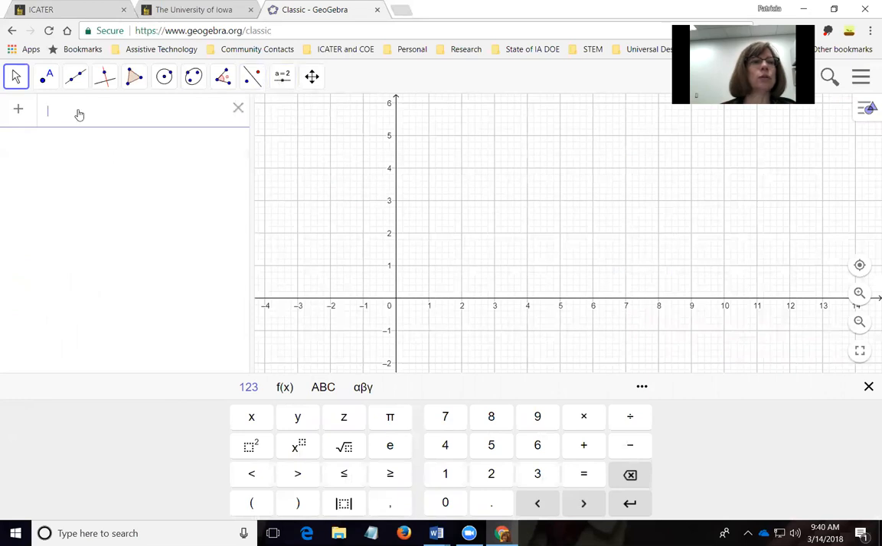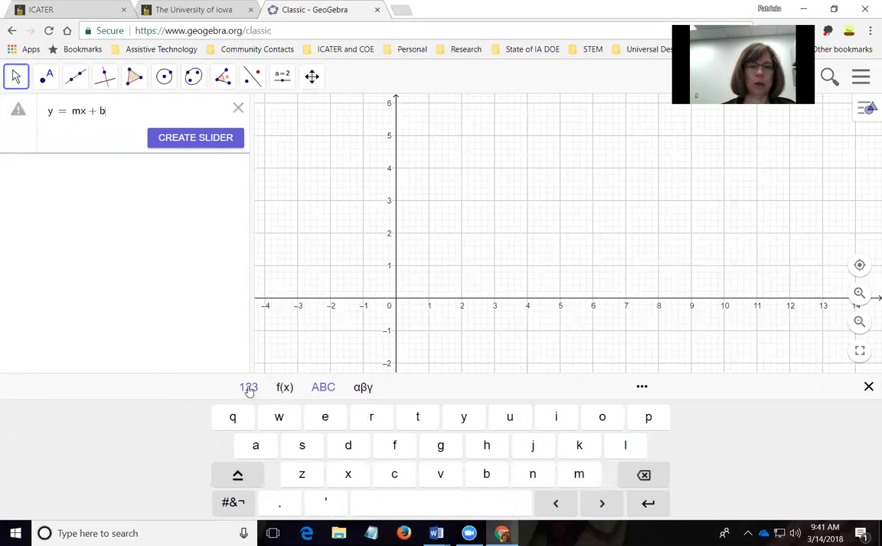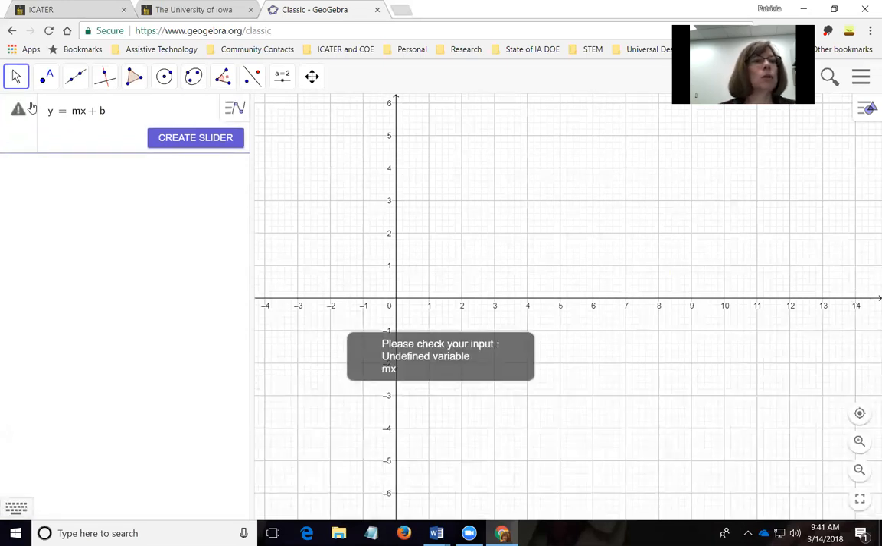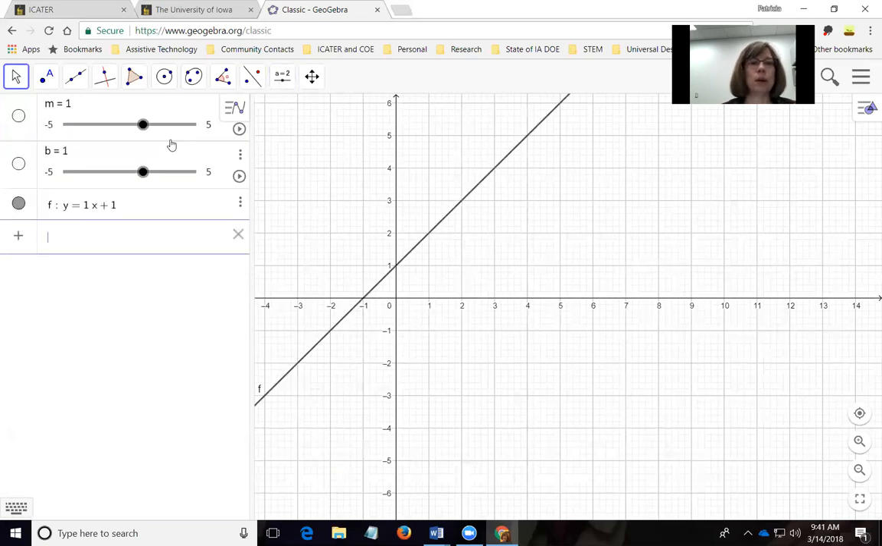So this is the sliders tool. The equation for a line is y is equal to mx plus b, right? So y equals mx plus b. I typed this in, but I could have used my calculator down here, and I could use my different calculators here. So we're not going to use that. It wants me to create a slider. So I can create a slider, and it gave me that automatically.